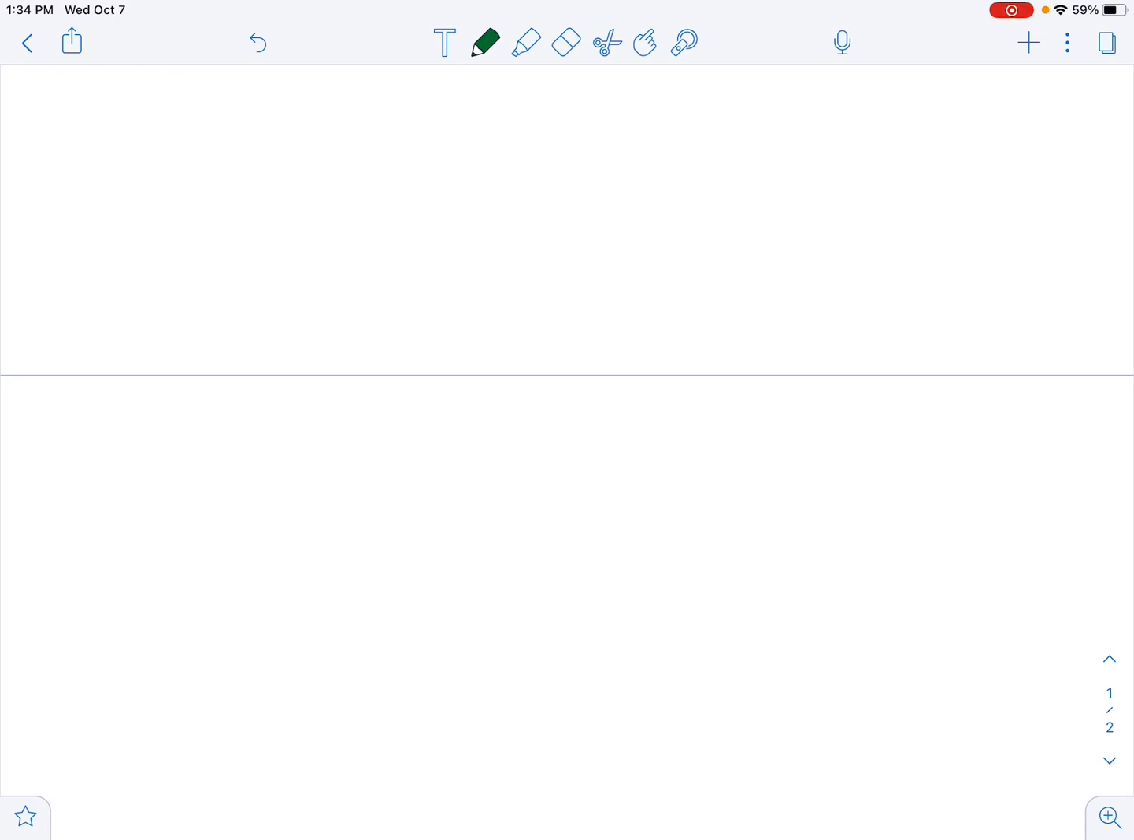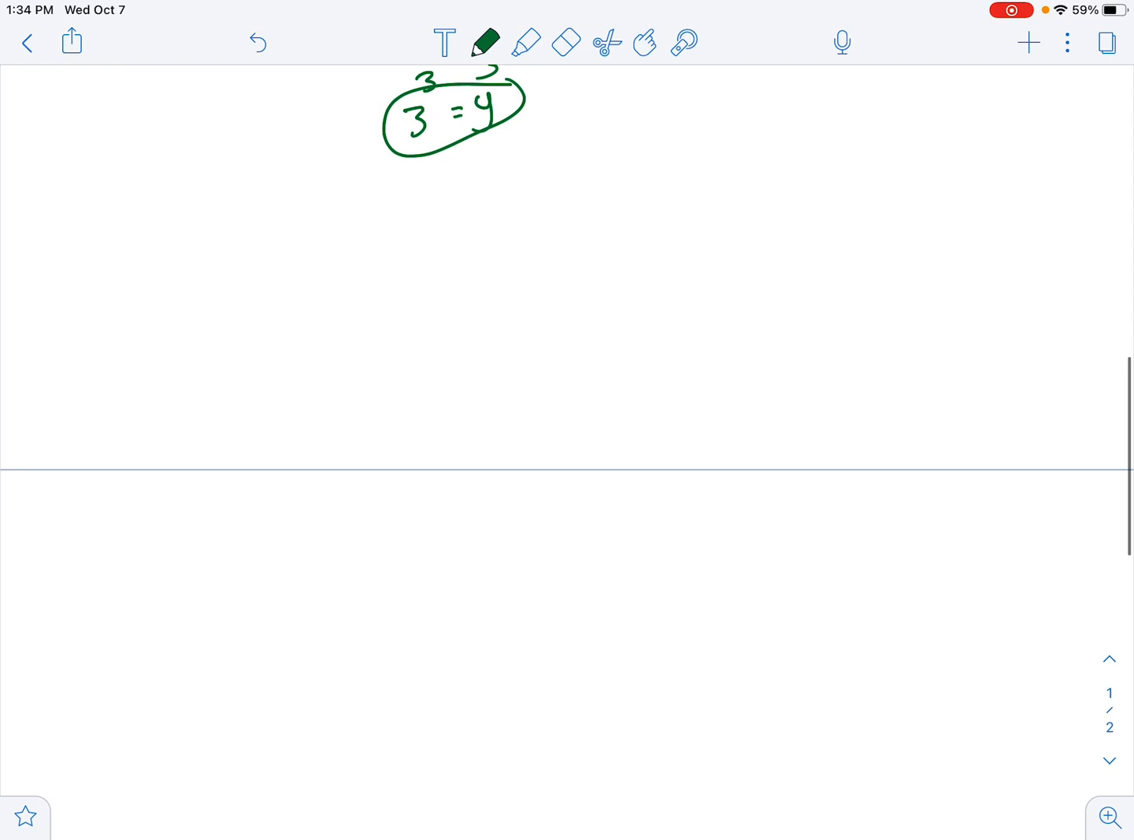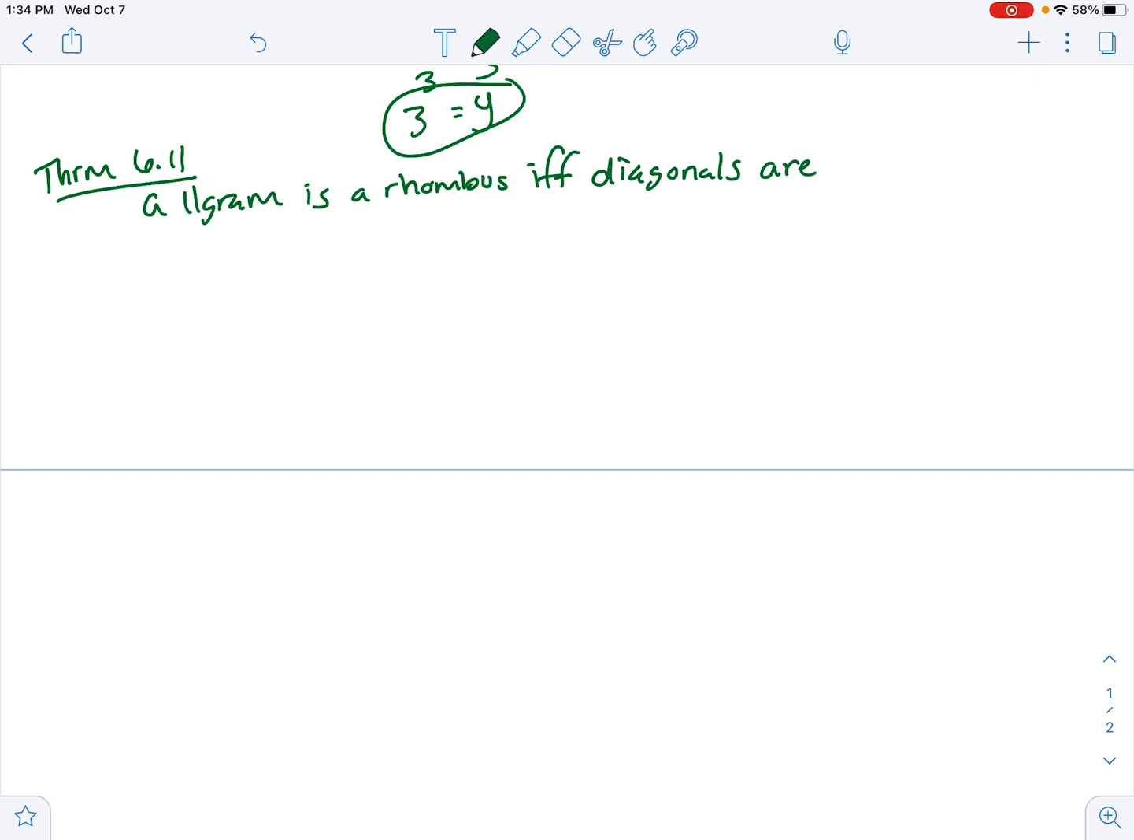All right, next one. We've got a couple theorems to go over that go with rhombuses and rectangles. The first one is theorem 6.11, and that says a parallelogram is a rhombus if and only if, I'm going to shorthand it, IFF, if and only if the diagonals are perpendicular. What's perpendicular mean? They meet at a 90-degree angle. So this guy's a rhombus if I know that these diagonals meet at a 90-degree angle.